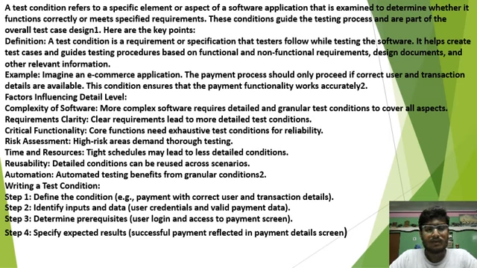The payment process should only proceed if correct user and transaction details are available. These conditions ensure that the payment functionality works accurately. Factors influencing detail level: complexity of software. More complex software requires detailed and granular test conditions to cover all aspects. Requirements clarity: clear requirements lead to more detailed test conditions. Critical functionalities: core functions need exhaustive test conditions for reliability. Risk assessment: high risk areas demand thorough testing.